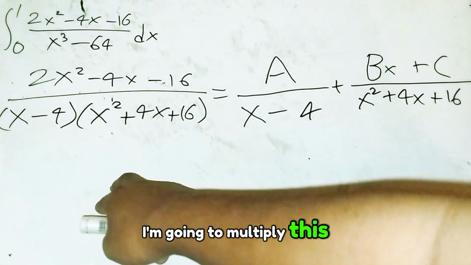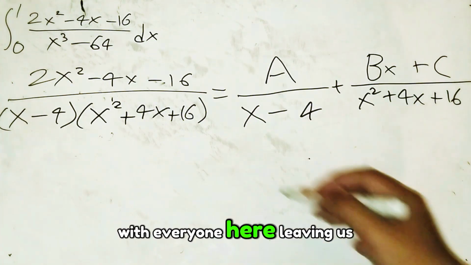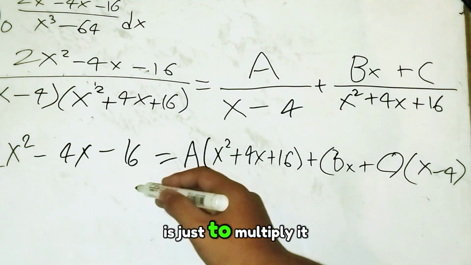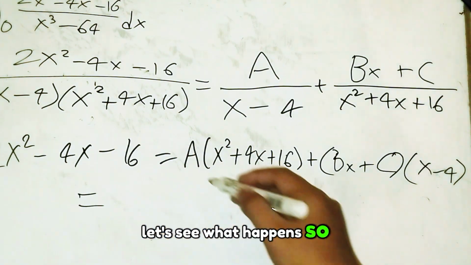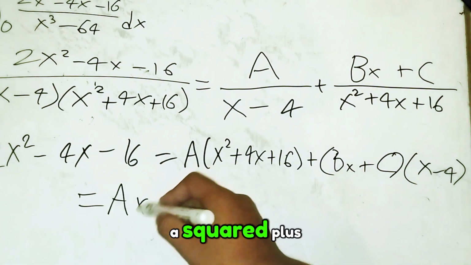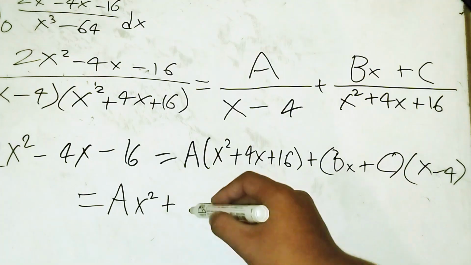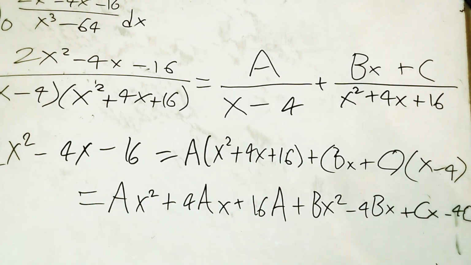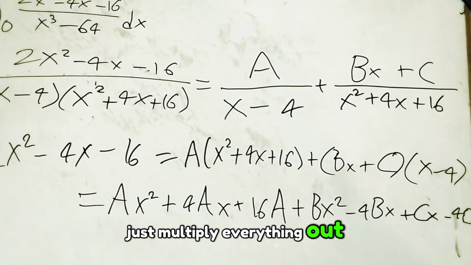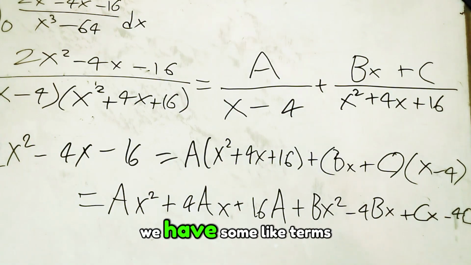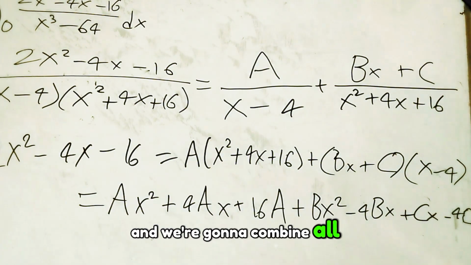I'm going to multiply this out with everyone up here, leaving us, okay, so we have this, right? We multiply it out. Let's see what happens. So rainbow multiply everything. So this one is just a squared plus... okay guys, so now I just multiplied everything out. It should come out to this, and as you can see we have some like terms, and we're gonna combine all of them up.